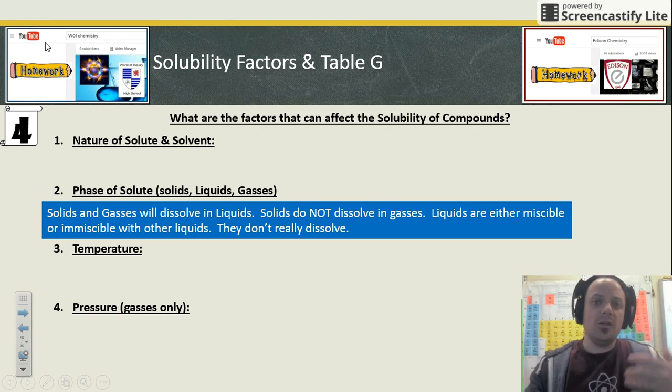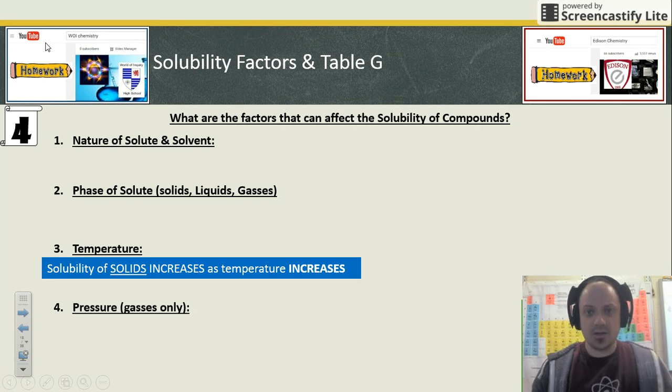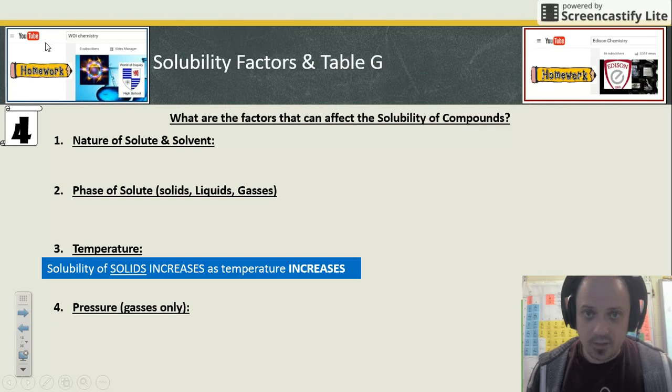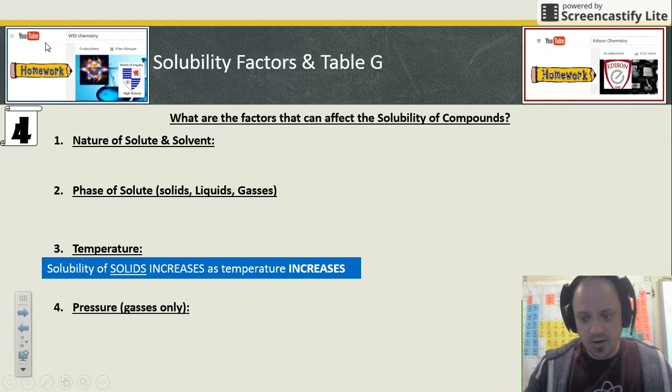Temperature is actually our big factor. Solids increase in their solubility as the temperature of the solvent increases. So the hotter the liquid you have, the more solid you can dissolve in it. That's the big relationship. The inverse is true as well. The colder the liquid you have, the less solid you can dissolve in there.